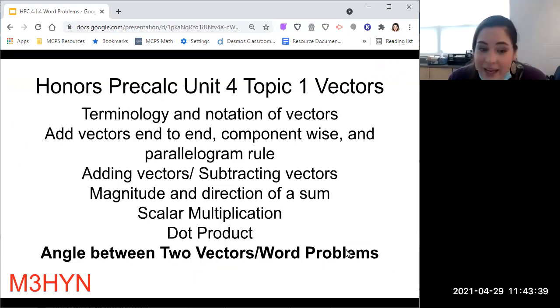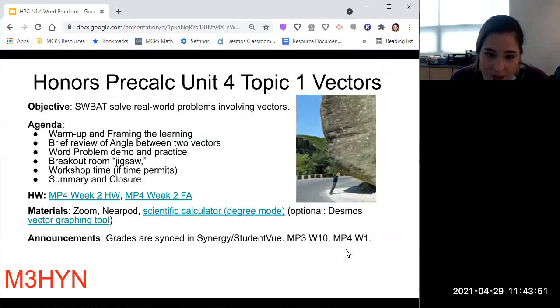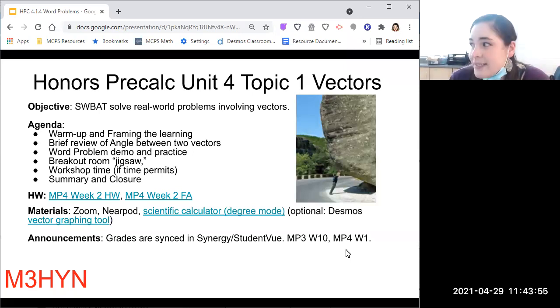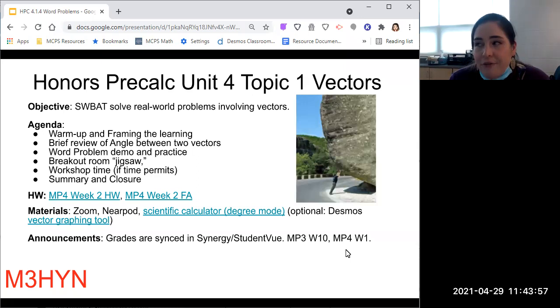This was our last day of vectors. We're doing angle between two vectors just to show you again what the angle between two vectors formula looks like, what it includes, and we'll talk about some word problems. Here's the agenda. And again, all of these are in the slides in our MyMCPS classroom marking period 4, week 2 module with our resources page. So you can follow along in these slides there as well if you wish.